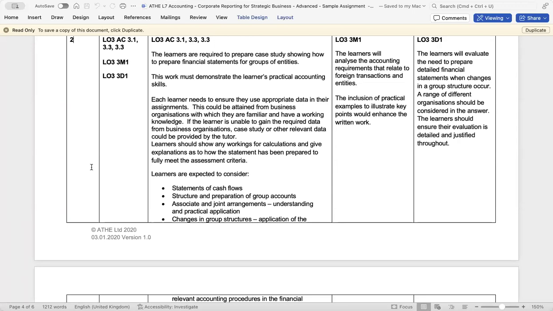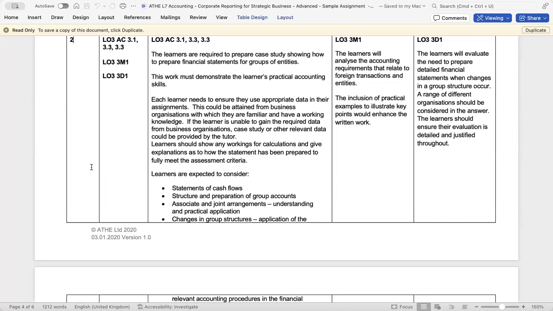Statement of cash flows. This statement provides information about a company's cash inflows and outflows over a period, categorized into operating, investing, and financing activities. It helps stakeholders assess the company's liquidity, financial flexibility, and overall financial health. Group accounts: when a company has subsidiaries, associates, or joint arrangements, it must prepare consolidated financial statements. These statements present the financial position and performance of the group as a single entity.